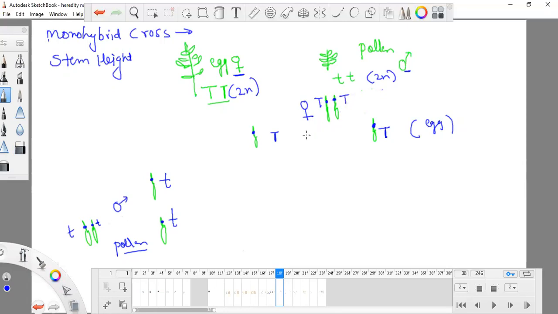Now they are divided in half. They are not normal cells, they are very specific cells known as gametes. Gametes always go for half. In humans, sperm and ova go for half, because they will fertilize with another gamete.